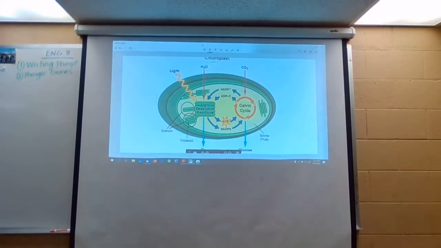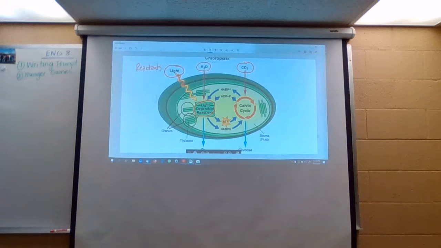So here's the chloroplast, and here's all the stuff that's going on inside. Okay, so we talked about all the reactants. The reactants in this diagram are all up here. We have light, we have water, H2O, and we have carbon dioxide, CO2, that are going in. What you'll notice is there are two reactions happening here. First off, you have the light-dependent reactions. They're called light-dependent because they require light.